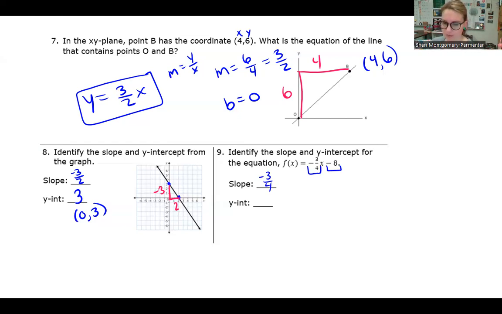And then what is the y-intercept? -8. Again, I don't care if you put -8 or if you put 0, -8. It's the same thing to me.